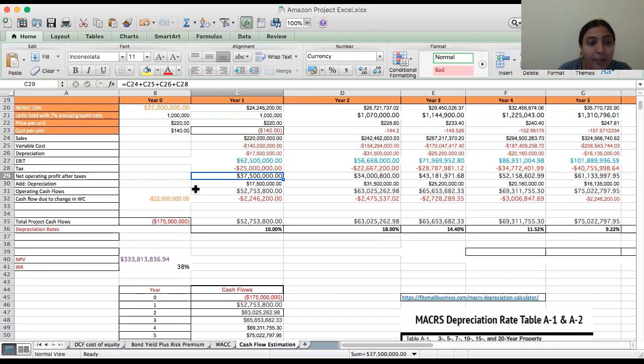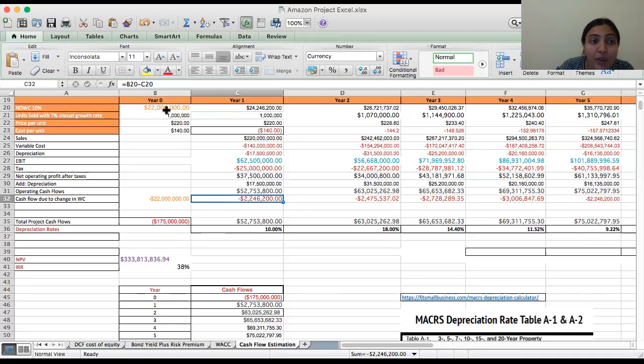So I have added my depreciation in order to find my operating cash flows. The last thing is cash flow due to change in working capital. In order to find out the cash flow due to change in working capital, I have to deduct previous year's net operating working capital from the current year's net operating working capital. Let me show you.